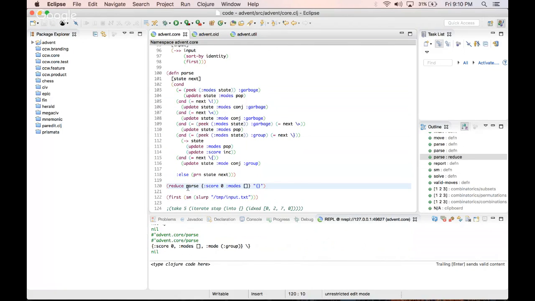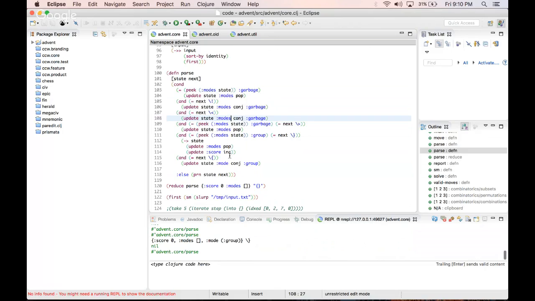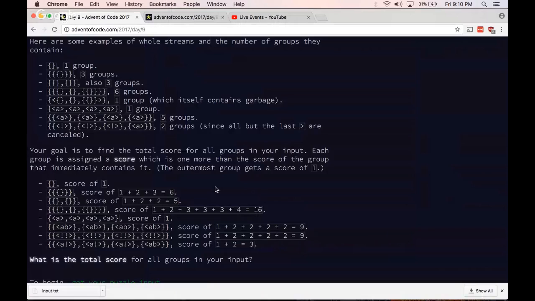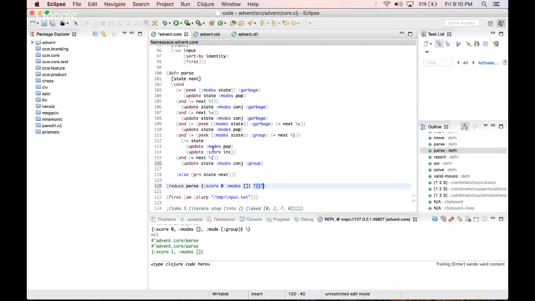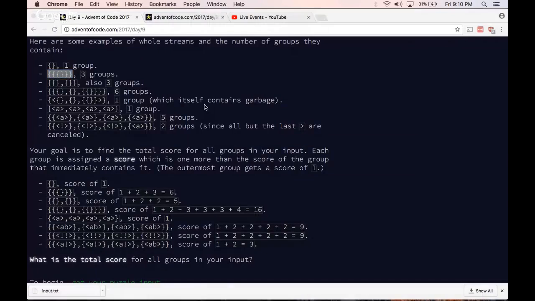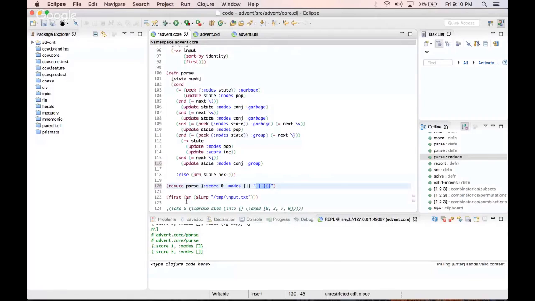All right, and then here it's saying score 0, mode is group, and then it's not appropriately popping. Okay, so peek. Okay, so this should be modes, update state modes here and here. Okay, now what have we got? Score of 1, which seems to be correct. How about for this input? Oops. Score of 3 seems pretty good. Okay, then how about a score on this?